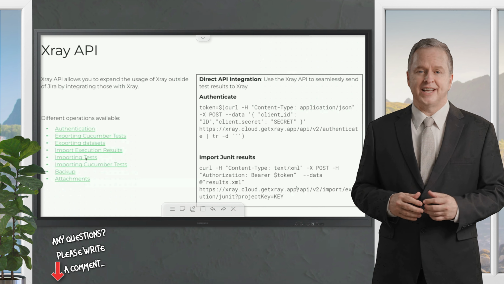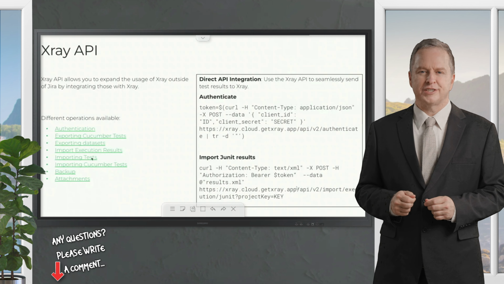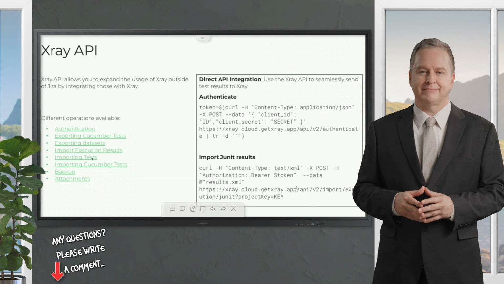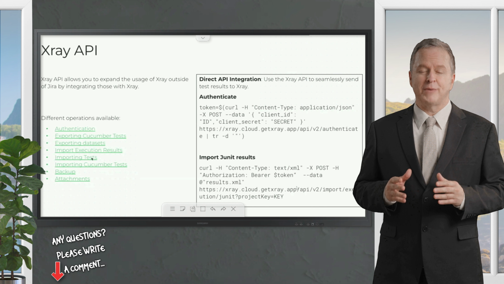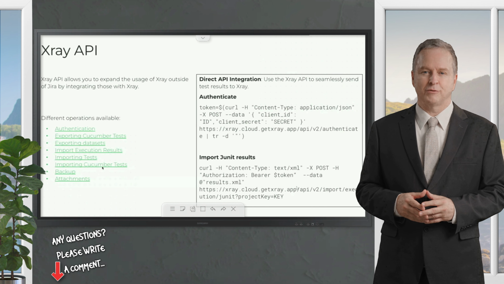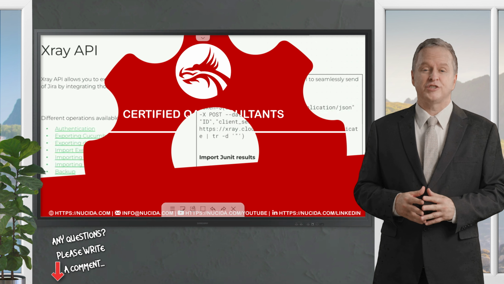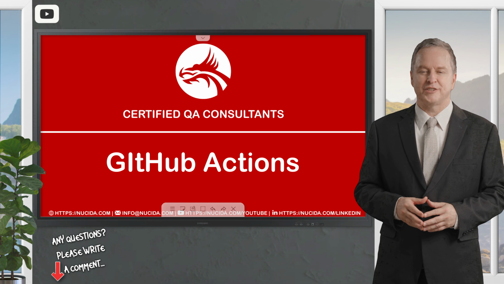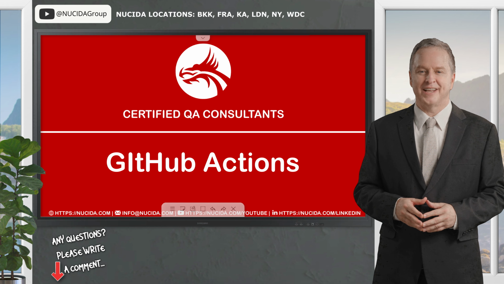You can import tests. This is usually used when you are shifting from another test management platform, where you export the tests from that platform and import them into Xray. It needs to be in a specific format, but it's fairly easy to do. You can also import custom tests, and then you can work with backup and attachments. So, in a nutshell, the Xray API will allow you to do a lot of other things in Xray. Then we will jump into GitHub Actions.